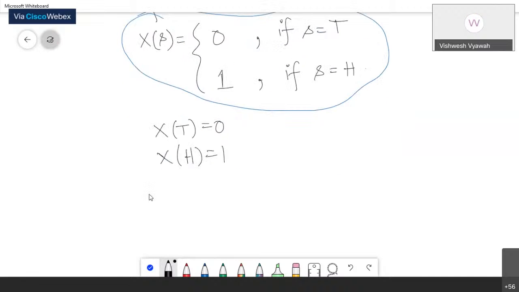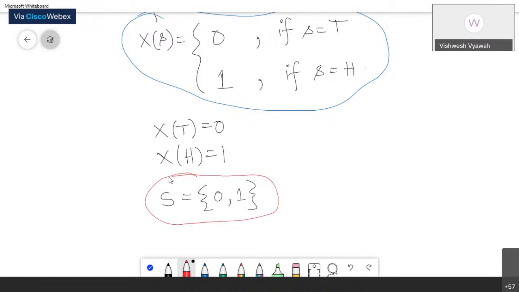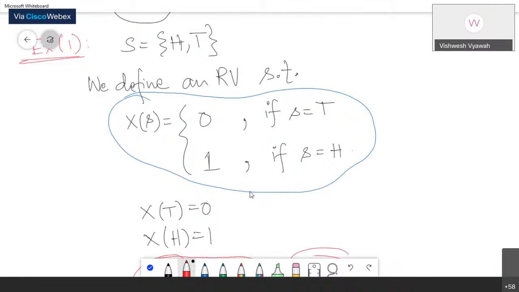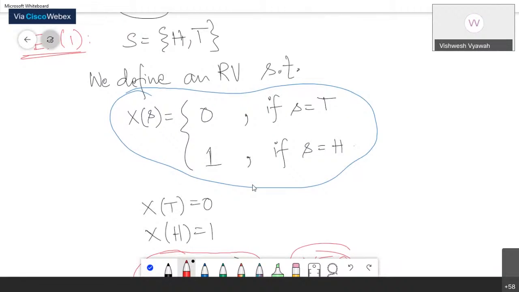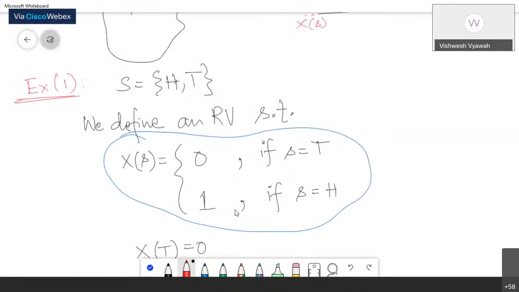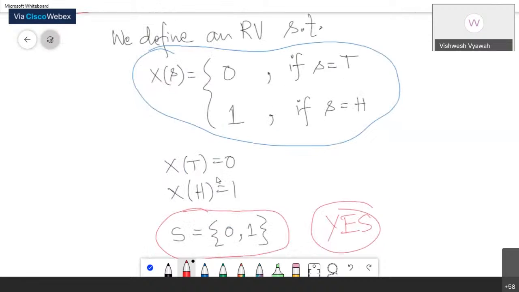Now the most tricky part comes. Can I write my sample space as just 0 comma 1? Answer is yes. Why yes? Because this sample space, which had elements H and T, the outcomes of this coin tossing experiment, has now been represented by numbers 0 and 1. Now tell me which set is easier to handle, the HT set or this 0 1 set? Obviously this set.